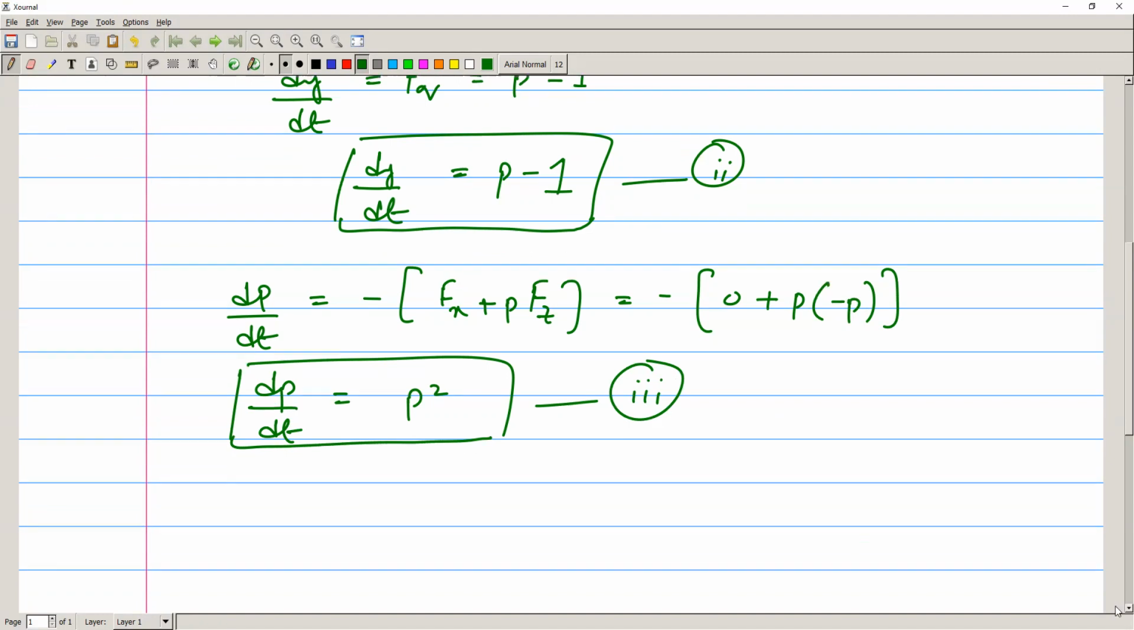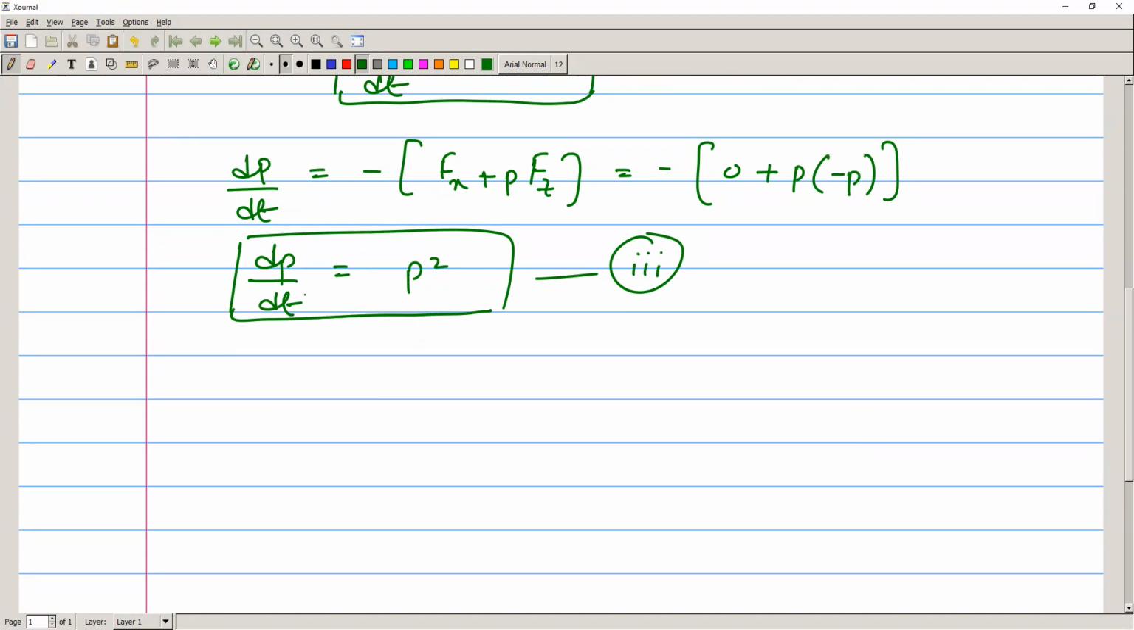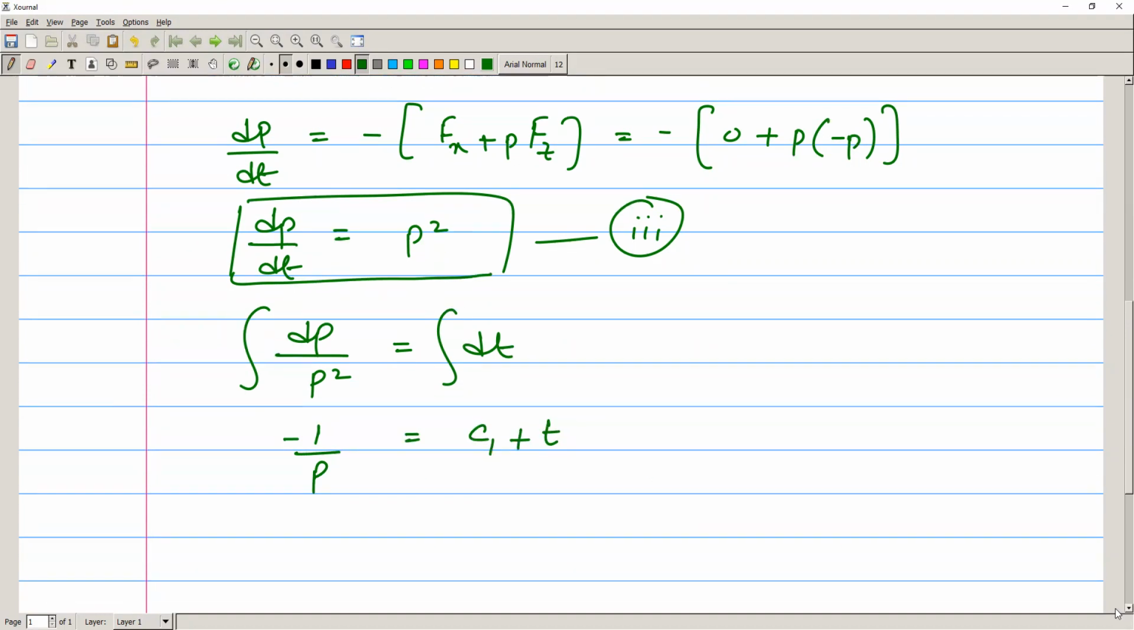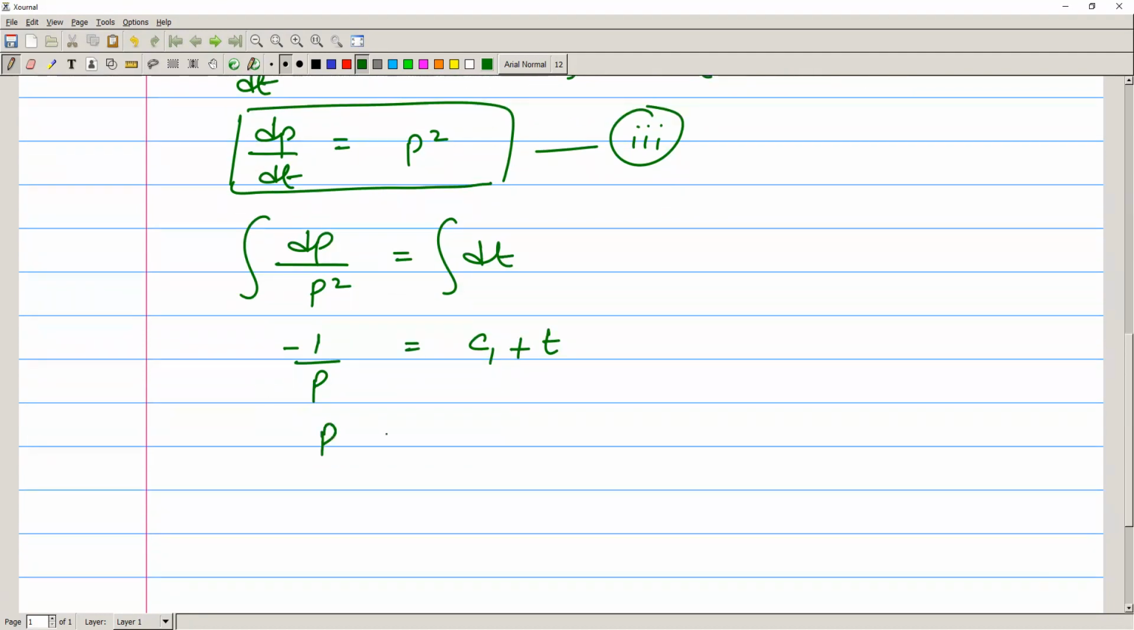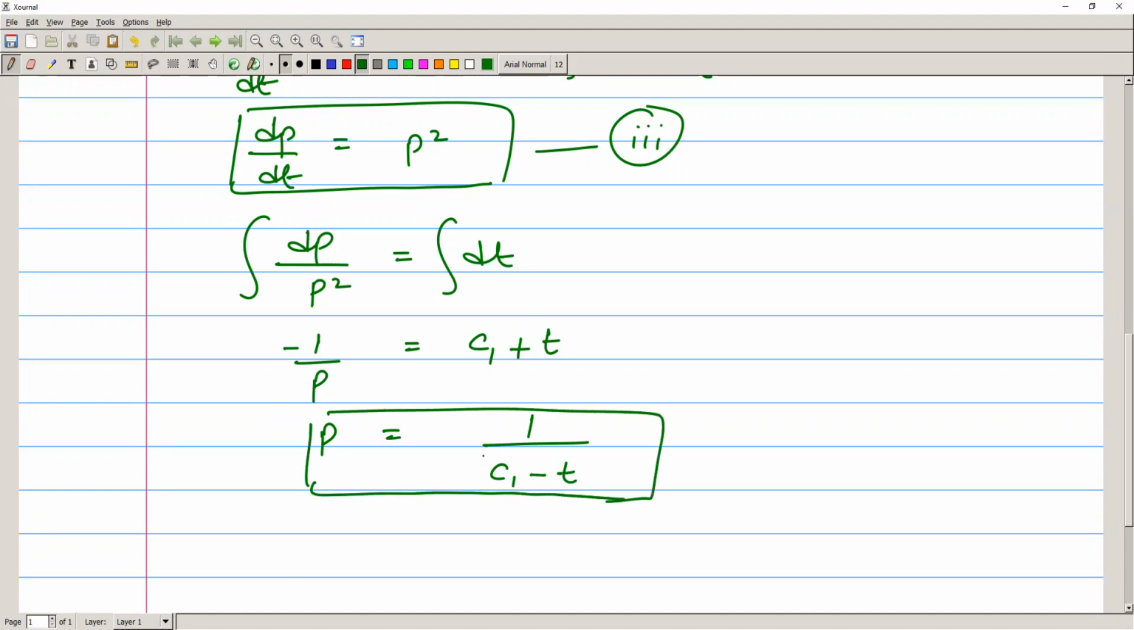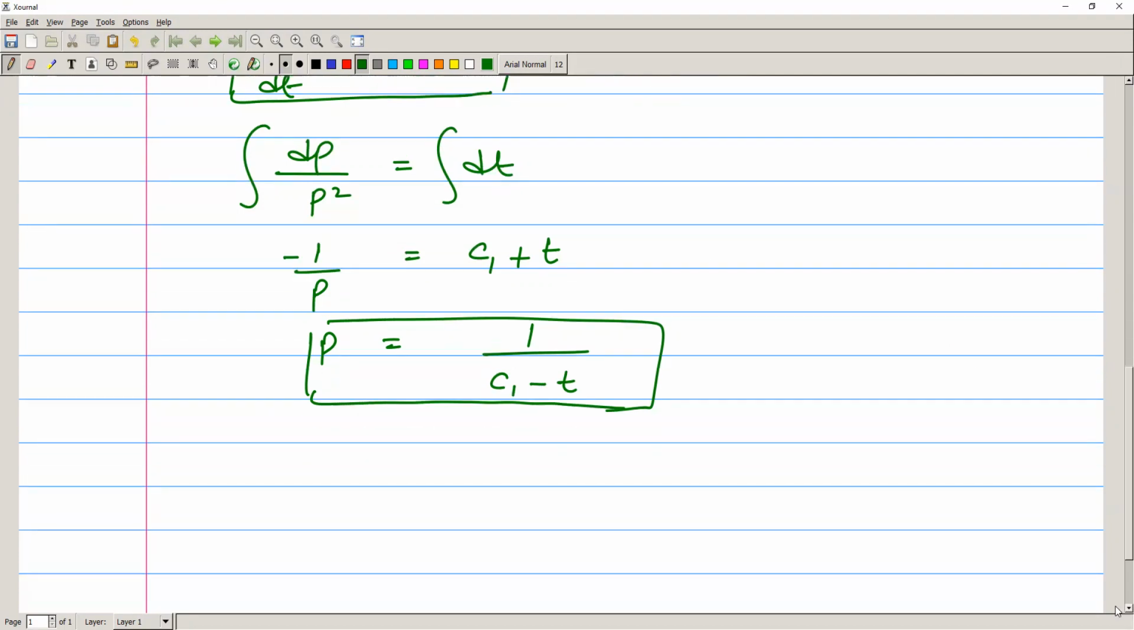So we will solve this equation for p, and this is a variable separable equation. We will separate the variables and integrate. We will get negative 1 over p on the left hand side, and c1 plus t on the right hand side. So now we can write it as p is equal to 1 over c1 minus t. This is the first solution. So we found p in terms of t, and now we'll proceed further.